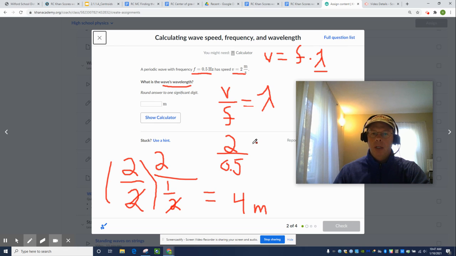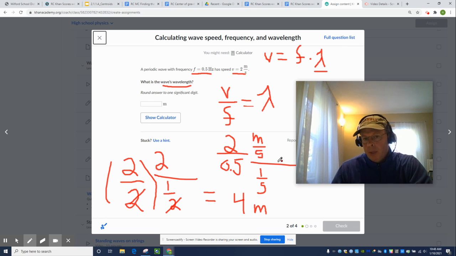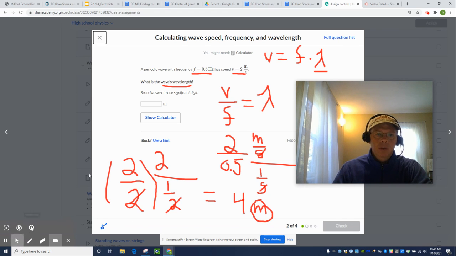Oh, if you like dimensional analysis, like I like dimensional analysis, you can put meters per second at the top. And then frequency is inverse seconds, so we're going to divide by 1 over seconds. And we're going to multiply by seconds over seconds, and it's going to cancel on the top and the bottom. So we're just left with meters. That is the wavelength. Let's get this confetti. 4 meters is the wavelength.